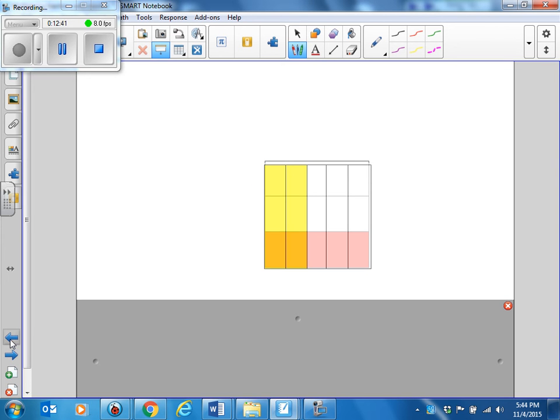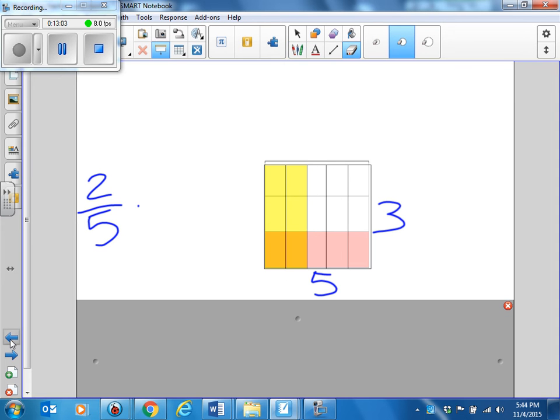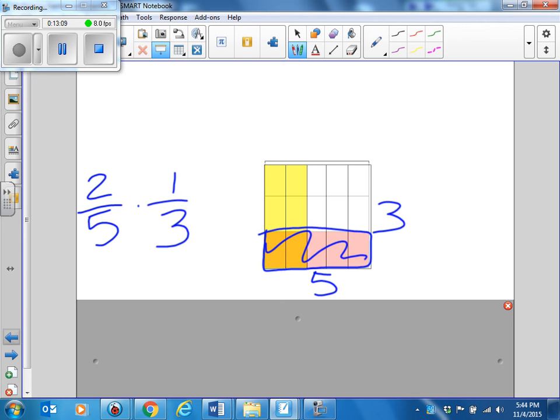All right, let's look at this one. All right, so we have 5 and 3. All right, so we have 2 columns that are shaded. 1, 2, all the way down. They're shaded all the way down. So 2 out of 5. Okay, and then let's now look at our rows. We have 1 row, only this one, that's shaded all the way across. Okay, and then our answer is 1, 2. 2 are shaded both colors out of 15 total.